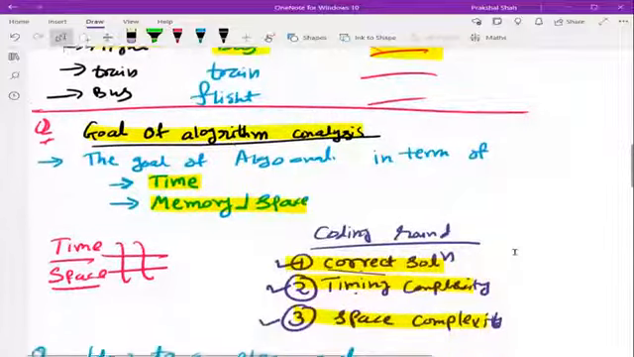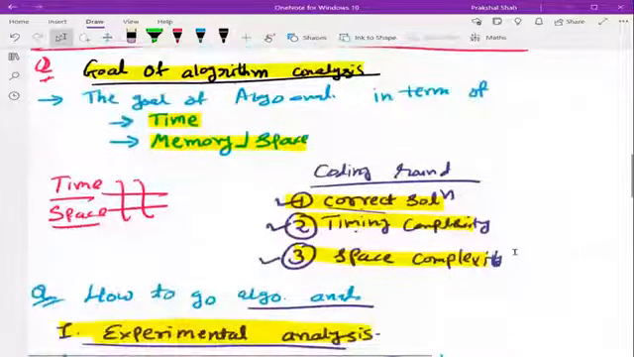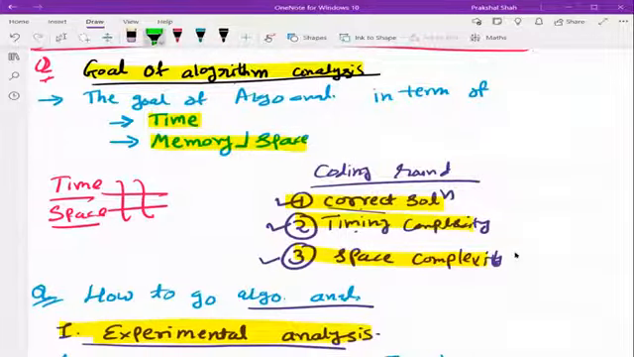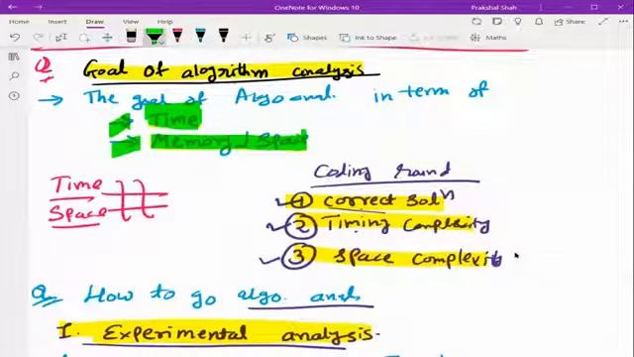Fine. So now, sir, what is the goal of algorithm analysis? Why are we learning that, and what is the goal of that? The goal of algorithm analysis is in terms of time and memory or space. So basically, we will be evaluating any algorithm on the basis of these two things as of now. Okay, there are many others also, but for now we will understand it with respect to time and memory, or space. We'll call them time complexity and space complexity.